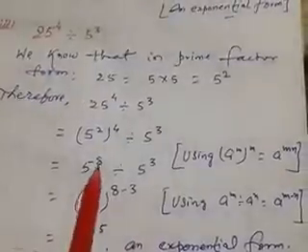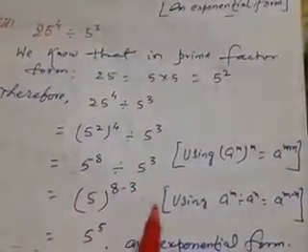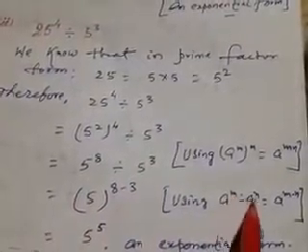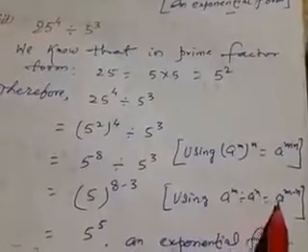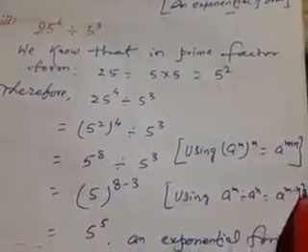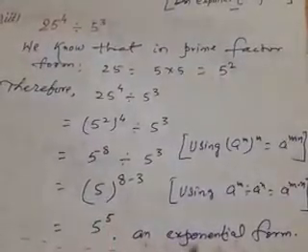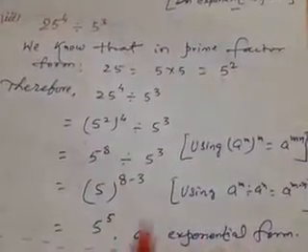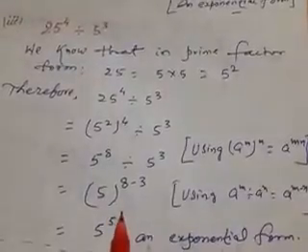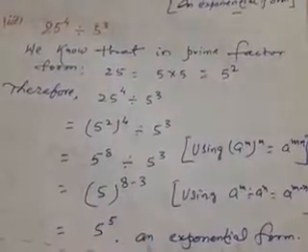Equal to 5 to the power 8 minus 3. Using a to the power m divided by a to the power n is equal to a to the power m minus n, this is equal to 5 to the power 5. It is the exponential form of 25 to the power 4 divided by 5 to the power 3.